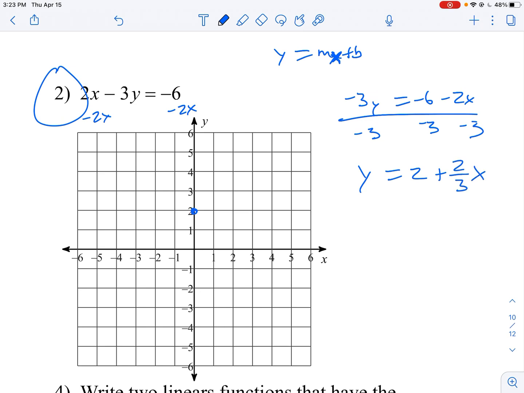It has a y-intercept of 2. Slope of 2/3, so I go up 2, right 3. And I can get another point, up 2, right 3. You can also go down 2 and left 3, down 2 and left 3. And sketch out your line. It's a very, very beautiful, absolutely perfectly straight line. Just kidding. But yeah, there you go.